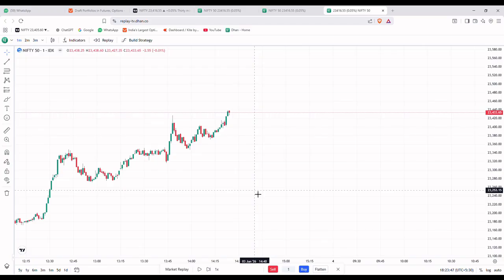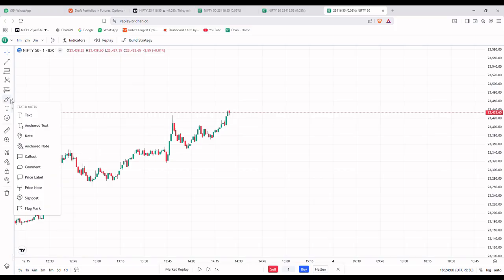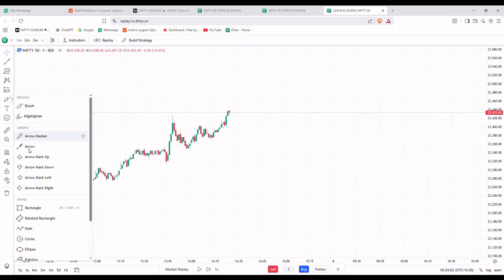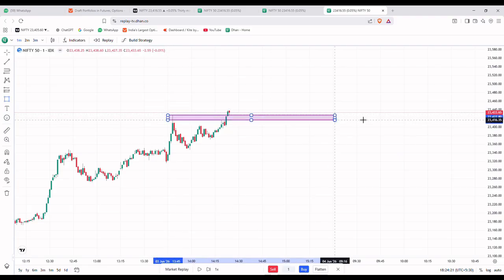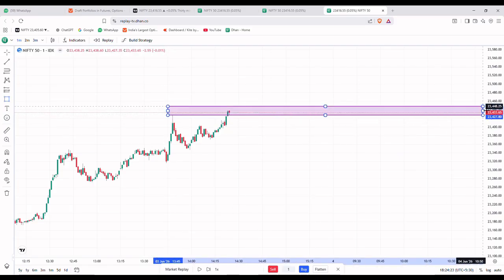Okay, first what you need to do is go to the Nifty chart. On the Nifty chart, go to 1 minute time frame. Here you have tools, right? You go to this, and then select rectangle shapes. Once you select rectangle shapes, all you need to do is find a zone where the price has reversed in the past. I see that from here the price is reversed, so I will draw a zone here.